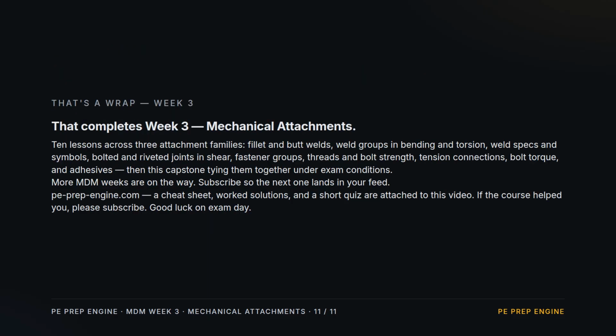That's a wrap on Week 3, Mechanical Attachments. 10 lessons across 3 families: welded joints, bolted and riveted joints, and bonded joints. Welds and weld groups, weld specs and symbols, bolts in shear and in tension, fastener groups, threads, preload, torque, and adhesives. Then this capstone stitching them together under time.